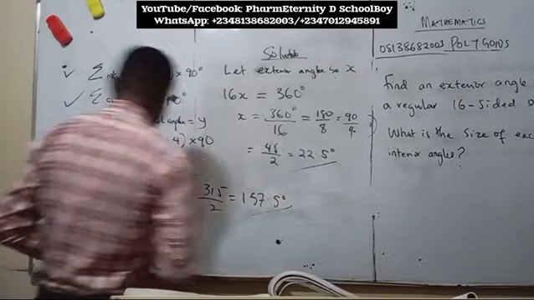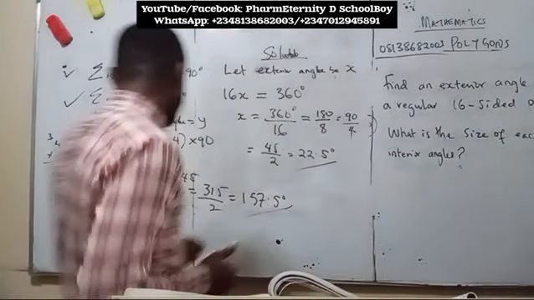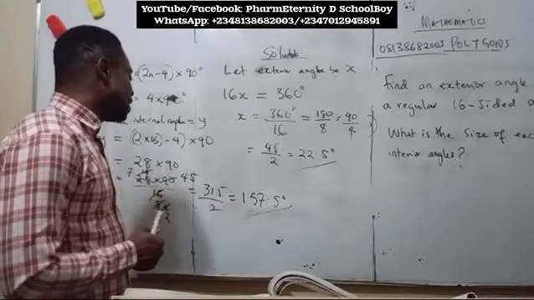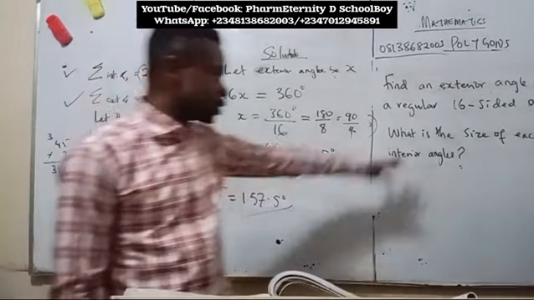So it's 157.5 degrees. So the size of each of the interior angles is 157.5 degrees. That's the size of the interior angles.